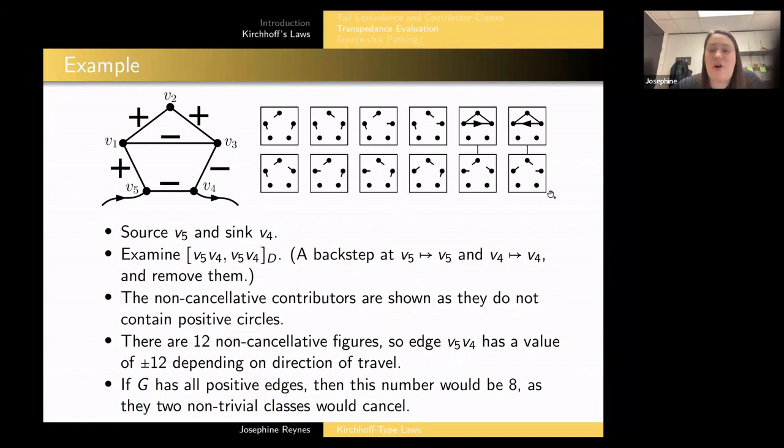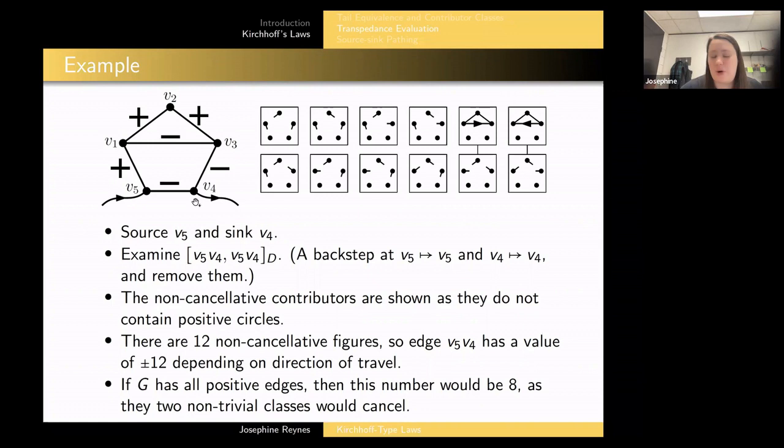So here is the set of all the non-cancellative figures. You can see the two isolated vertices at the bottom are where I have the back steps that got removed. And you can see that I do have these nontrivial activation classes. I have these two classes here that are Boolean lattices that contain more than one element. And they do not cancel because I have negative circles. In a graph, these two would cancel. So these 12 figures represent the 12 non-cancellative contributors contributing to the sum.